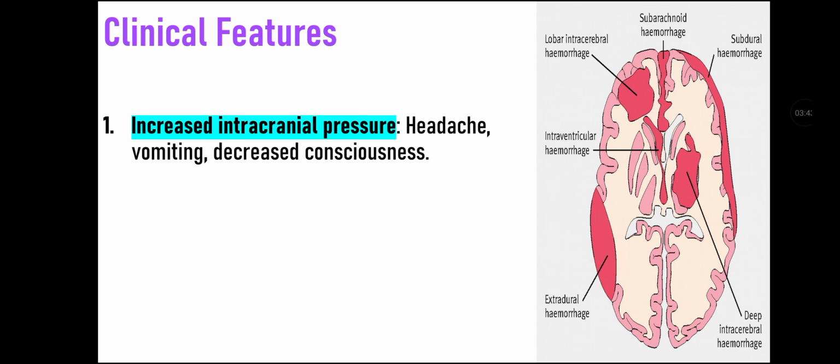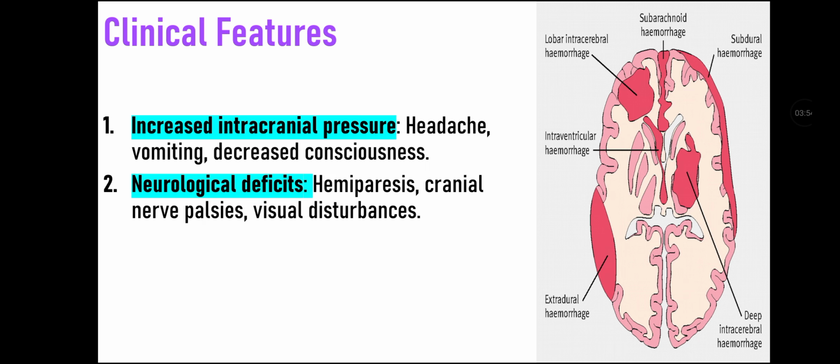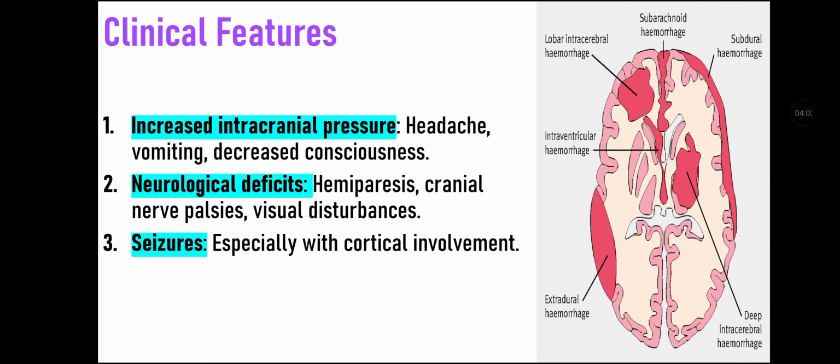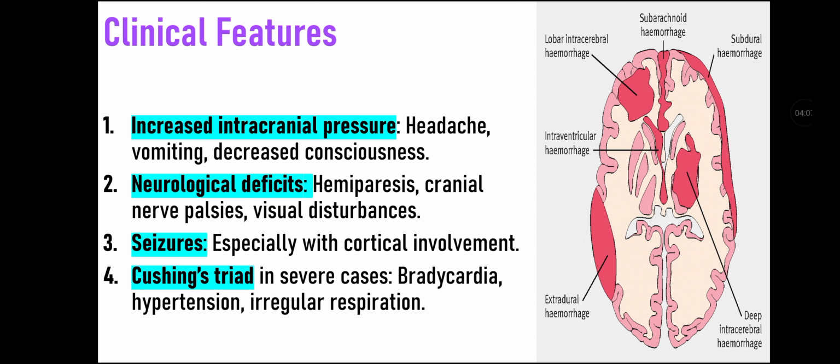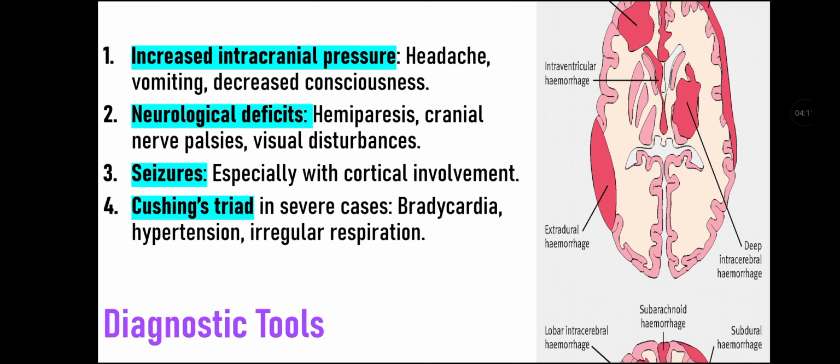Clinical features of intracranial hemorrhage include increased intracranial pressure that can cause headache, vomiting, and decreased consciousness. They can cause neurological deficits that include hemiparesis, cranial nerve palsies, and visual disturbances. There may be seizures, especially with cortical involvement. Cushing triad occurs in severe cases. It includes bradycardia, hypertension, and irregular respiration.